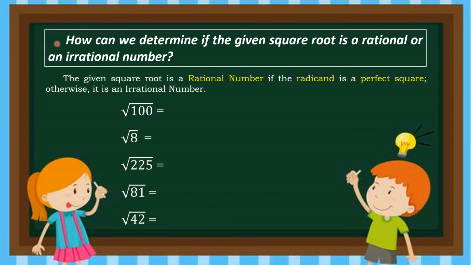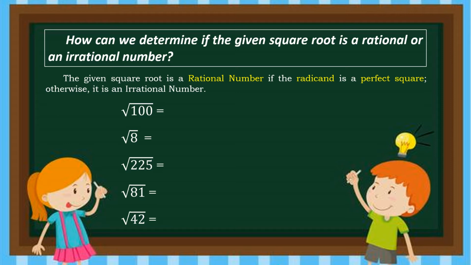Okay, question. How can we determine if the given square root is a rational or an irrational number? Madali lang yun mga anak. Una, the given square root is a rational number if the radicand, yung number sa loob ng ating radical symbol, is a perfect square. Dapat titignan natin kung siya ba ay perfect square na number. Otherwise, kapag hindi, it is an irrational number. So, let us try to answer the given examples.